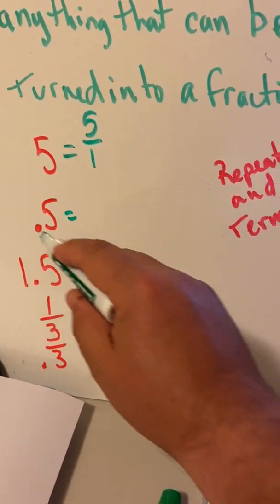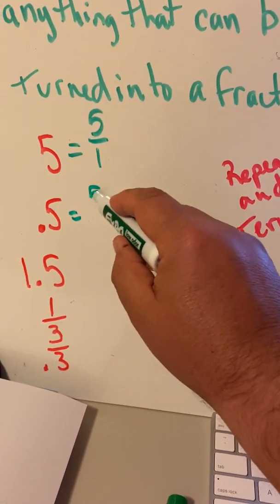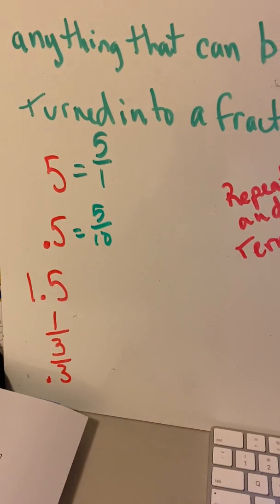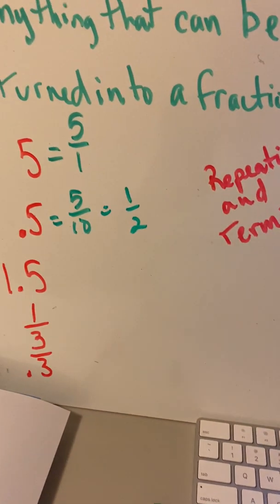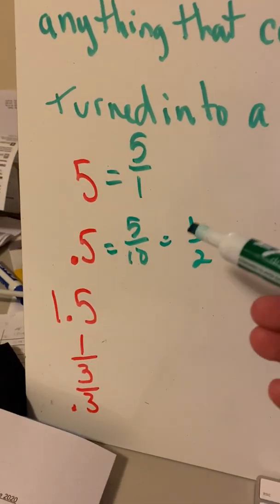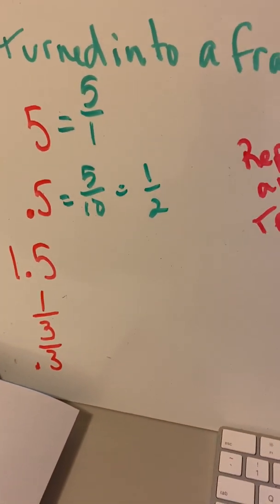0.5, I can turn that into 5/10. Turn that into a fraction. Should reduce it. It should reduce down to 1/2. Still the same thing, but it's a rational number because it can be turned into a fraction.